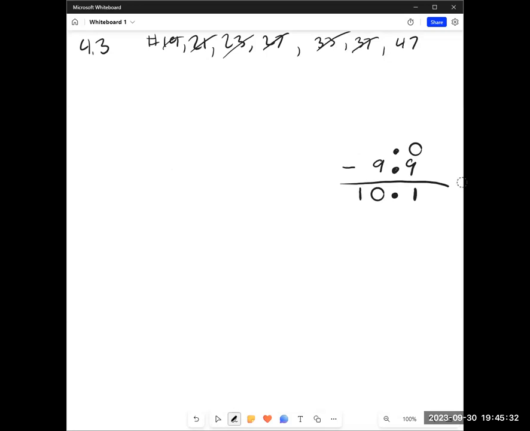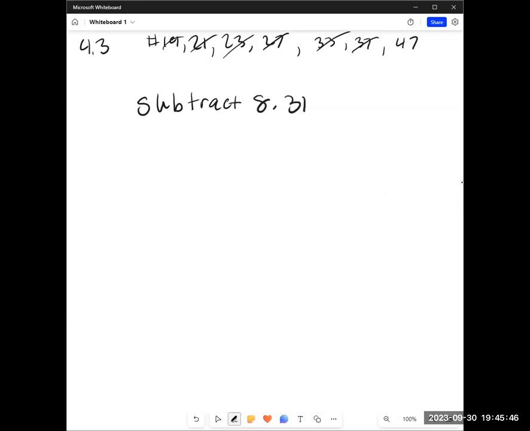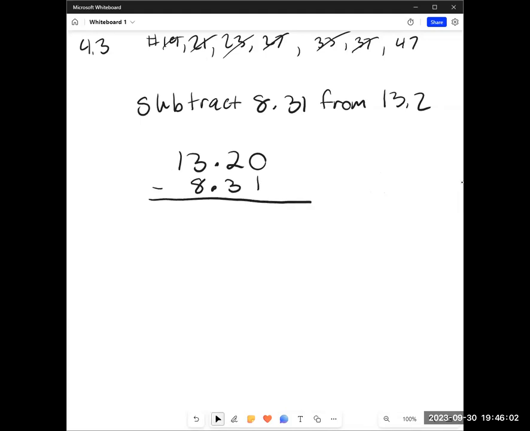Now we're going to look at one like number 47 to wrap up this video here. And we're going to subtract 8 and 31/100 from 13 and 2/10. So 13 and 2/10, I'm going to carry that out to the hundredths place value. We have 8 and 31/100. We're going to subtract to find the difference.